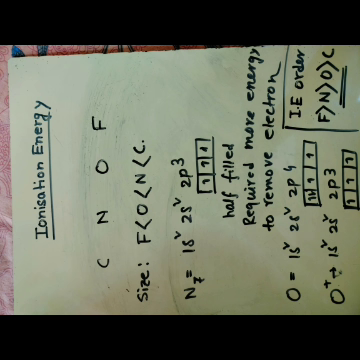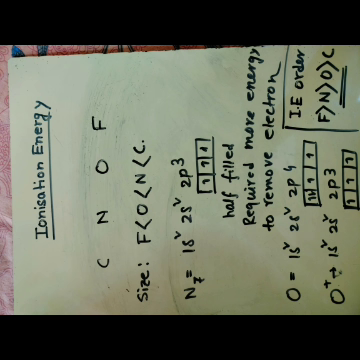Similarly, if we add fluorine to this series, then fluorine has a smaller size compared to these atoms. So the actual ionization energy order of fluorine, nitrogen, oxygen and carbon is fluorine greater than nitrogen, greater than oxygen, greater than carbon. It is the actual first ionization energy order.